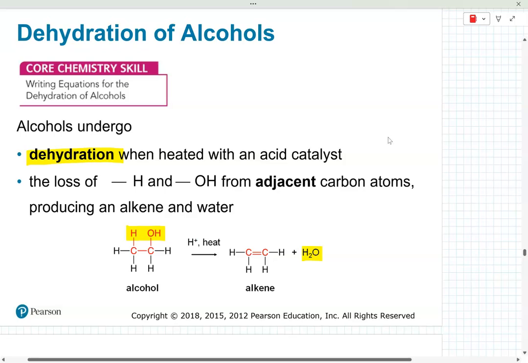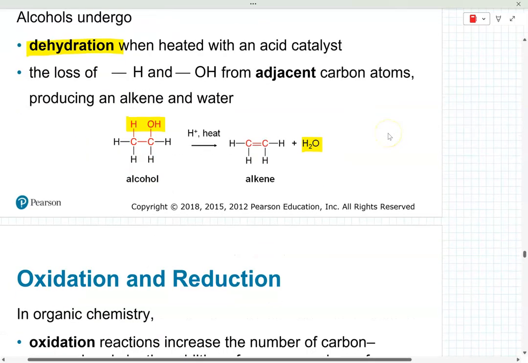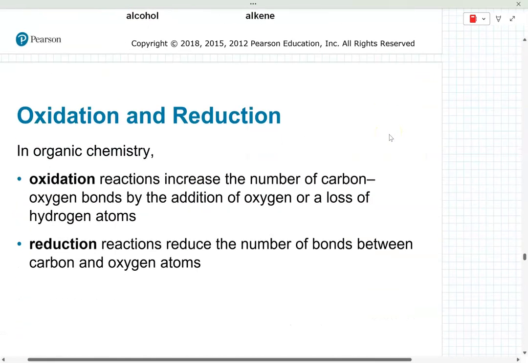Okay? And I can't stress it enough. It should be adjacent hydrogen and adjacent OH group. Does that make sense to you?